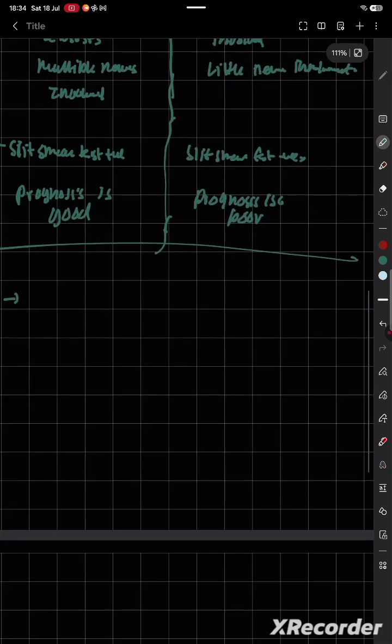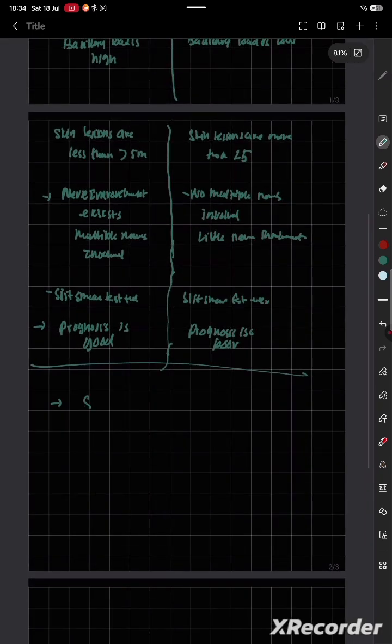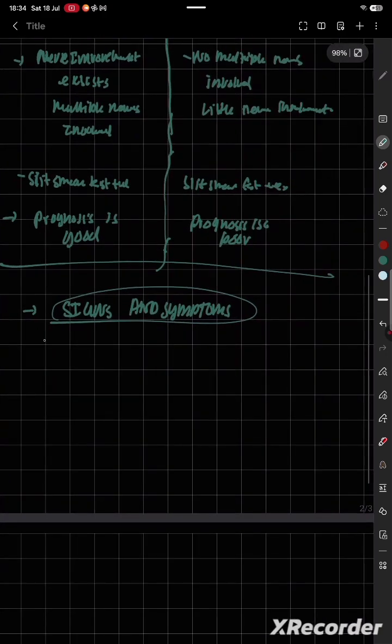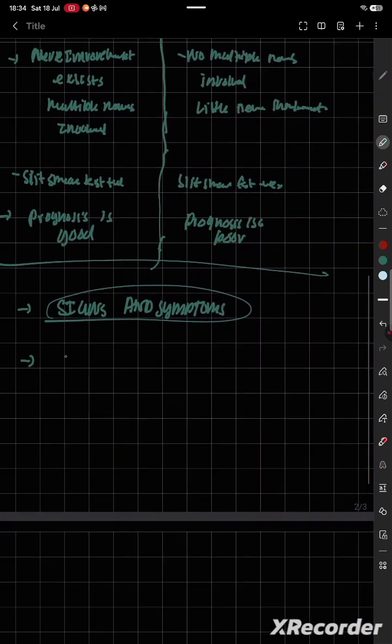Next, we can talk about the signs and symptoms of leprosy. First sign and symptom is leonine facies, which is basically papules on the face. Then there is loss of eyebrows.